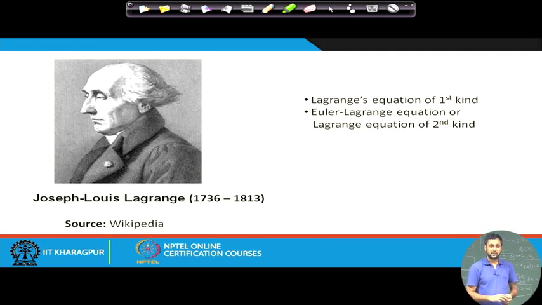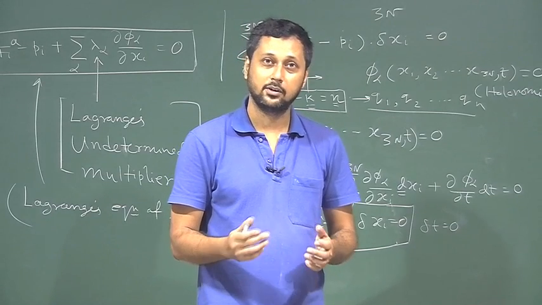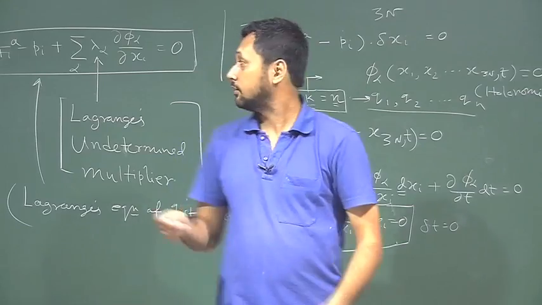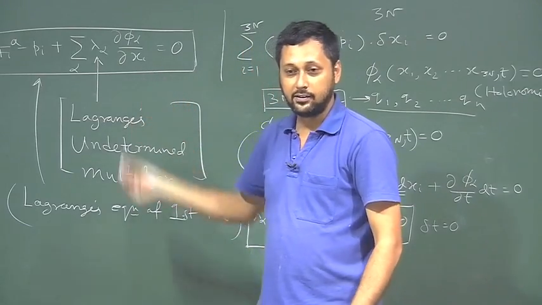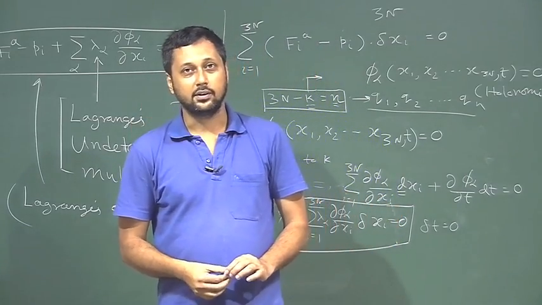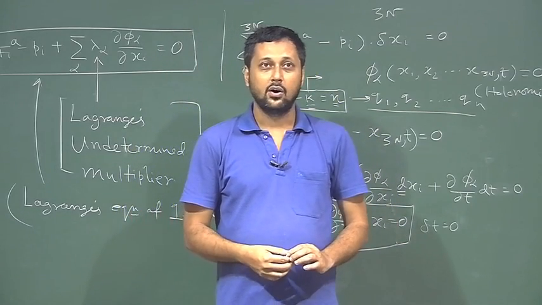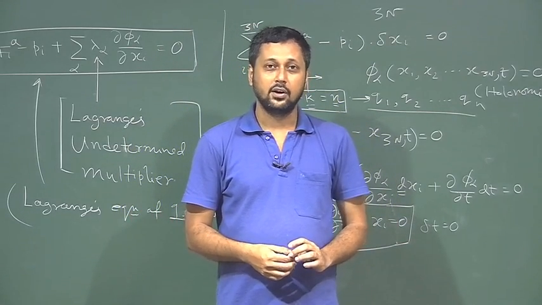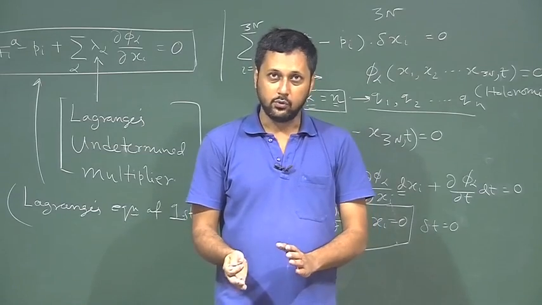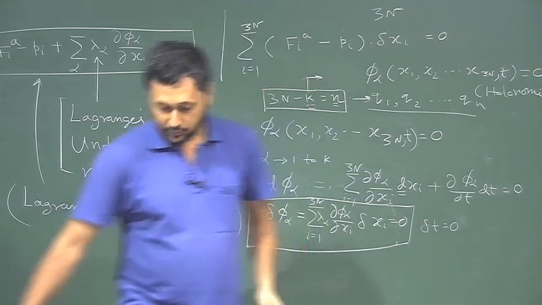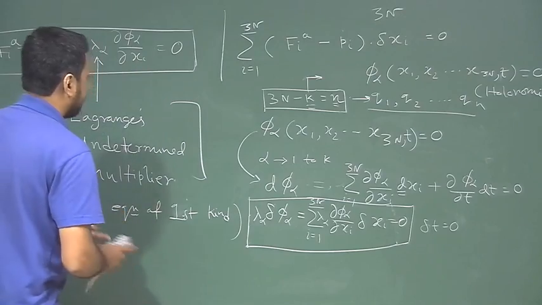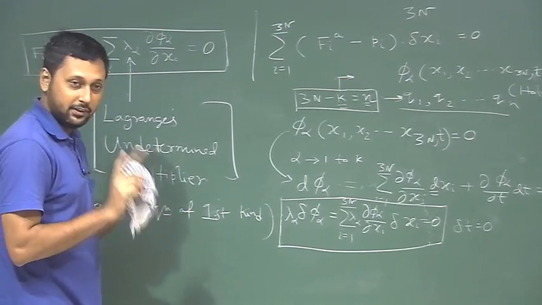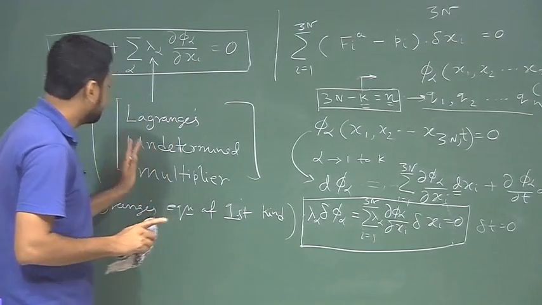Now, Euler immediately saw the potential in this. He appreciated his work, and not only that, he started building on this platform, and essentially what we got is the Euler's equation of second kind, or Lagrange equation of second kind, or the Euler-Lagrange equation. That we will do in a moment. But before that, we will take up the problem of the simple pendulum once again, but this time using Lagrange's undetermined multiplier.